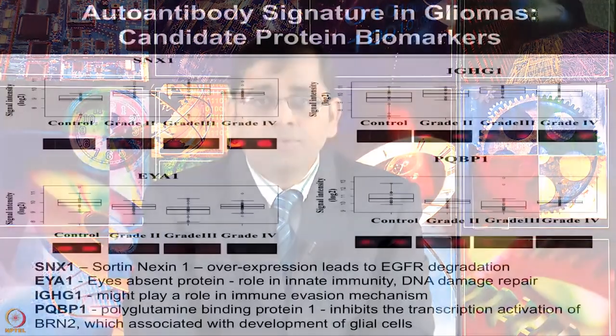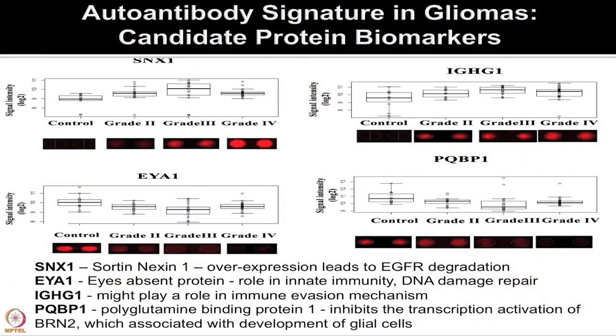Another protein was polyglutamine binding protein 1 or PQBP1. Again, if you look at the signal from the control to grade 4, the signal is going down, and this protein is involved in inhibiting the transcriptional activation of another protein, BRN2, which is associated with development of the glial cells. So, the idea is, can we start looking at some of these biomarkers and their trends across other diseases as well, because many proteins might be showing a generic response for any tumor type.